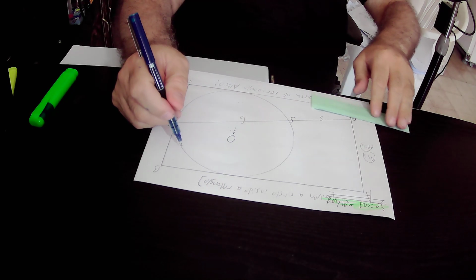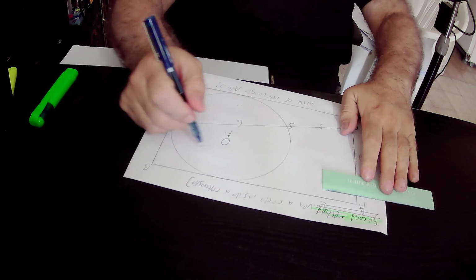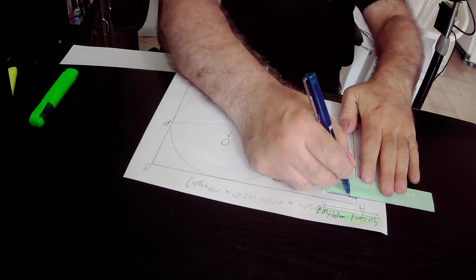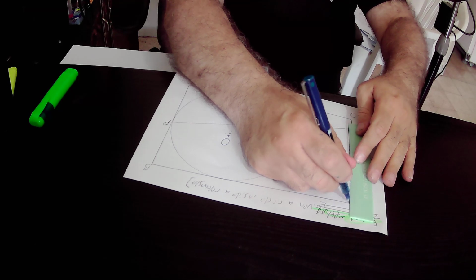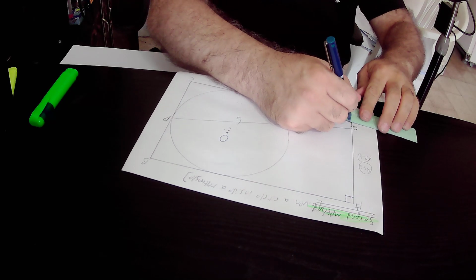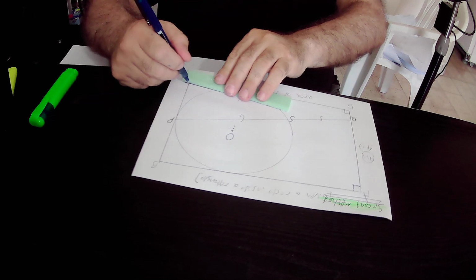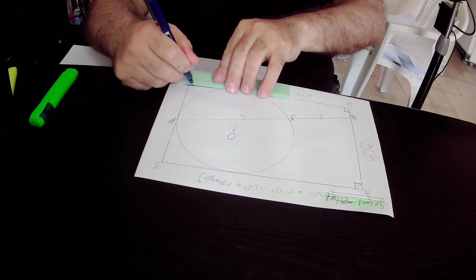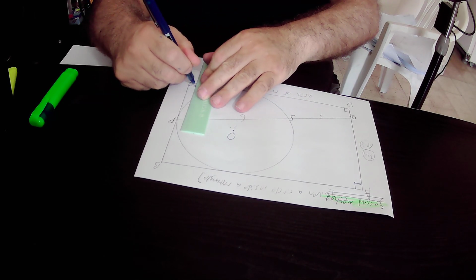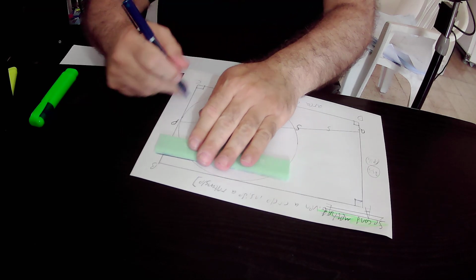We know that all the angles inside a rectangle are right angles, so this angle equals 90 degrees. This angle also equals 90 degrees. This angle equals 90 degrees. And this angle also equals 90 degrees.